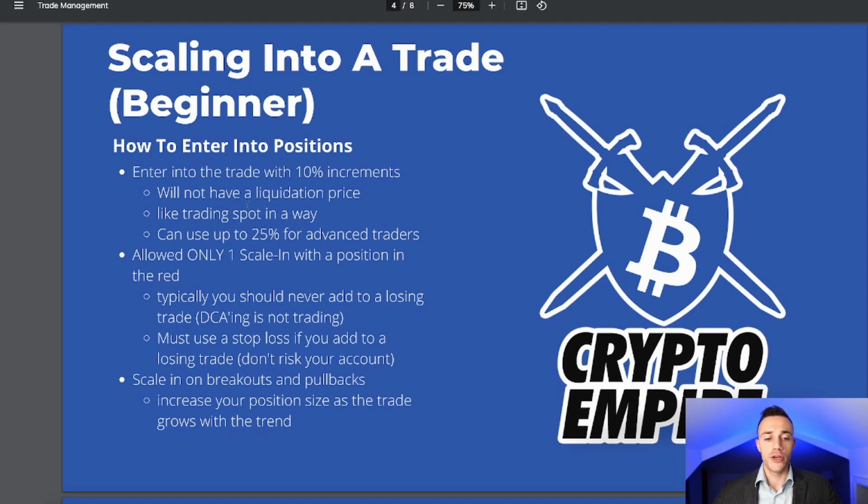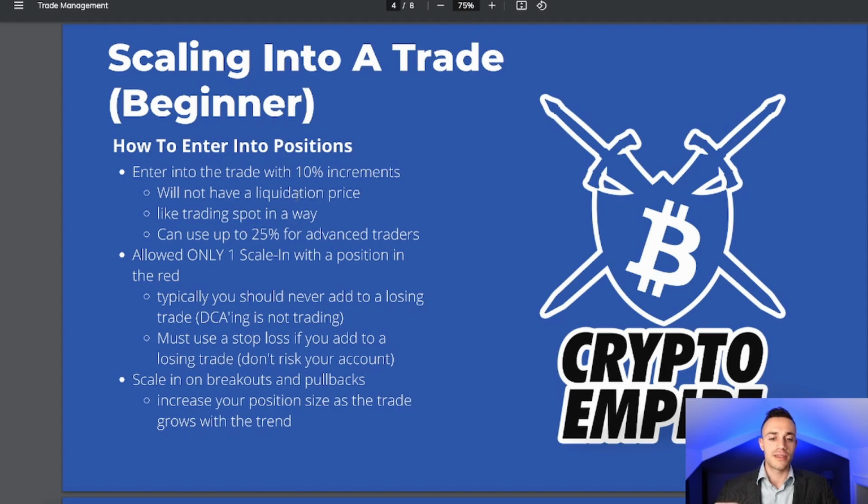Okay, so by utilizing only 10% increments, it's in a way like trading spot because you will not have a liquidation price. You didn't put up all of your margin, so you have a lot of room. So hypothetically speaking, let's say you see a picture perfect setup, everything is lining up, the Fibonacci is right there in the demand zone, price is right there, and you take the entry, and then there's a black swan event and the market just crashes and we enter into a several multi-year bear market.